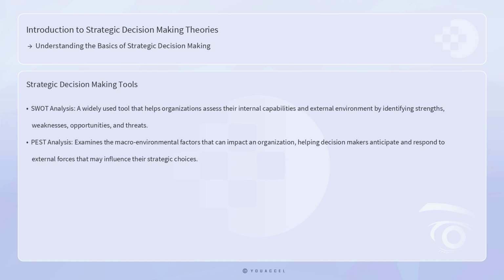In practice, strategic decision-making involves various techniques and tools that help decision-makers analyze information and evaluate alternatives. SWOT analysis is a widely used tool that helps organizations assess their internal capabilities and external environment. By identifying strengths and weaknesses, as well as opportunities and threats, decision-makers can develop strategies that leverage their advantages and mitigate risks. Another common tool is the PEST analysis, which examines the macro-environmental factors that can impact an organization. This analysis helps decision-makers anticipate and respond to external forces that may influence their strategic choices.